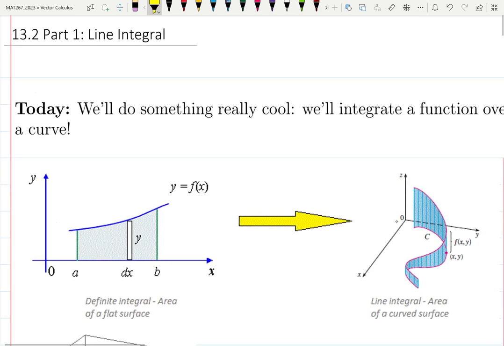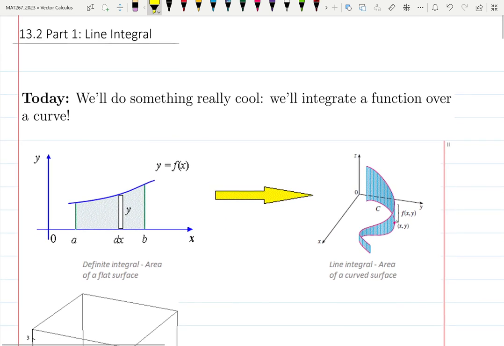Line integrals is one of the most important topics of this class. So partial derivatives, vector fields, all of this is leading you to line integrals and a couple of theorems we're going to cover next week. Line integrals is amazing. We're going to do something really cool. We're going to integrate a function over a curve. We have never done this before.